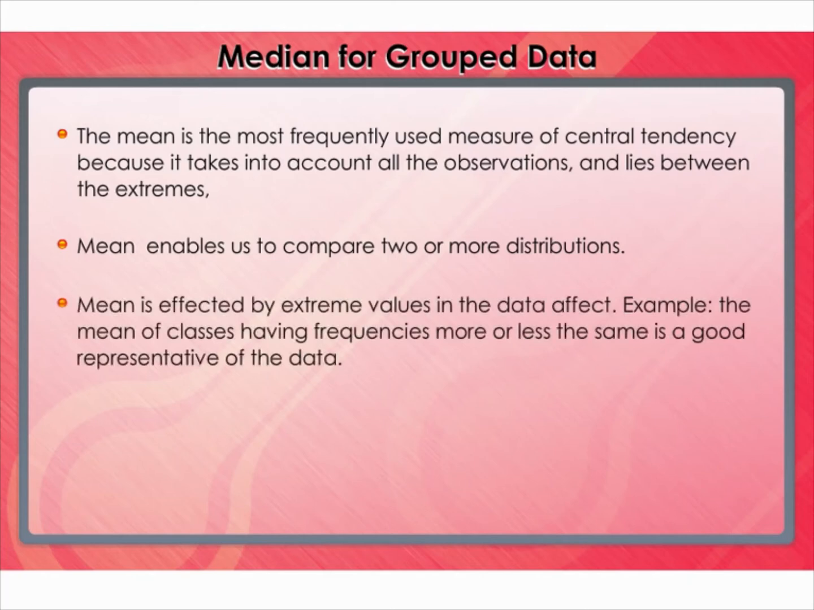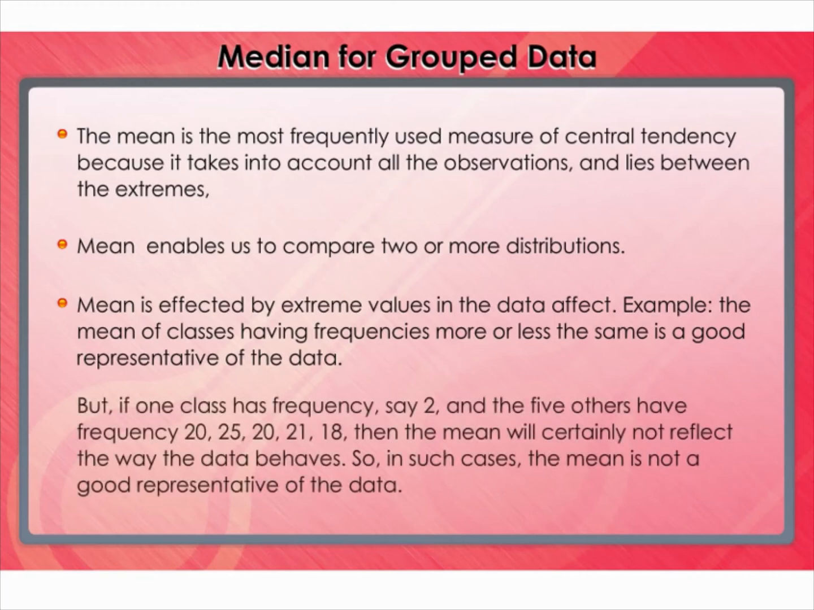However, extreme values in the data affect the mean. For example, the mean of classes having frequencies more or less the same is a good representative of the data. But if one class has a frequency, say 2, and 5 others have frequency 20, 25, 20, 21, 18, then the mean will certainly not reflect the way the data behaves. So in such cases, the mean is not a good representative of the data.